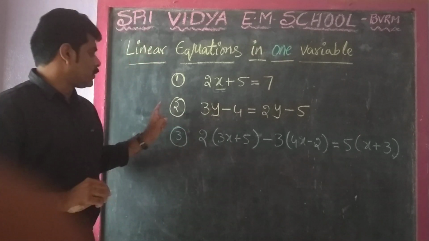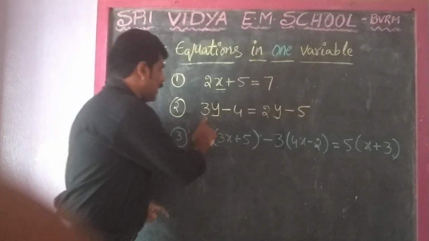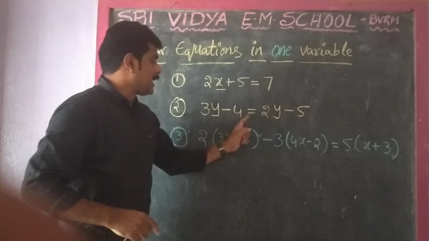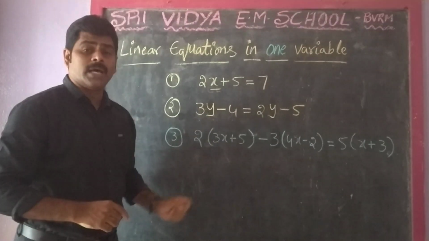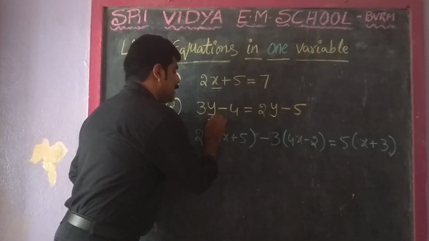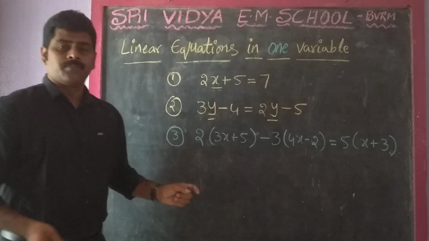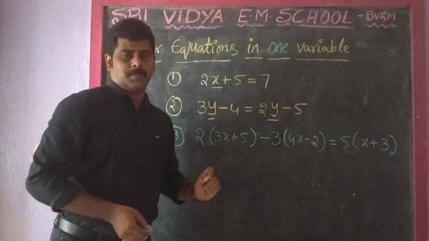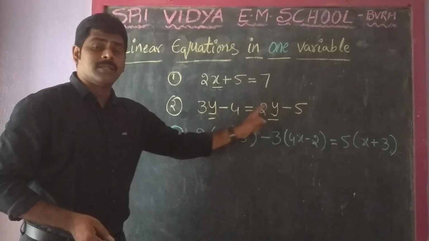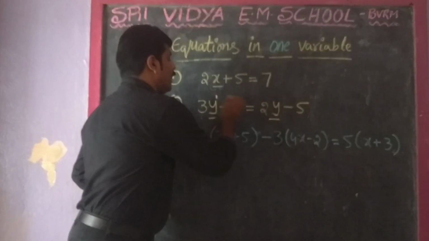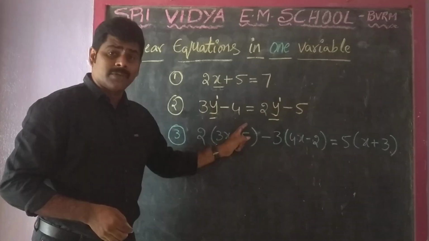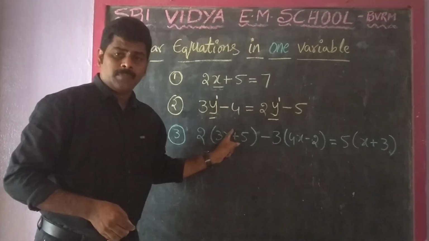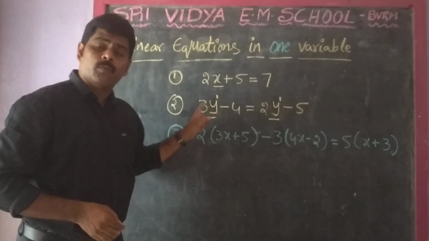Then comes the second one. 3y minus 4 is equal to 2y minus 5. Here, what is the variable? Good, y is the variable. And it is also a linear equation because its degree is 1. So it is a linear equation in one variable. Here the variable term is y.